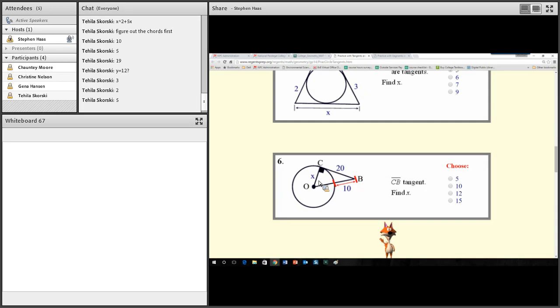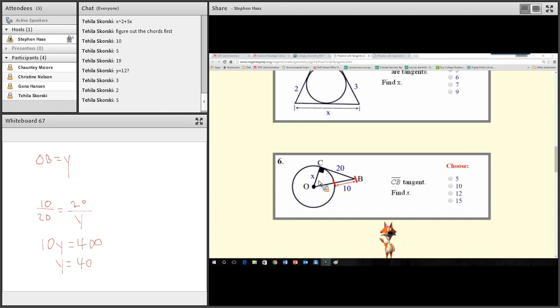Let's call OB y. So based on that, we can say that 20, which is the tangent, is the mean proportional between the part outside the circle, which is 10, and the entire thing, which we called y, which is OB. So now we can cross multiply. 10 times y is 10y. 20 times 20 is 400. So y equals 40.